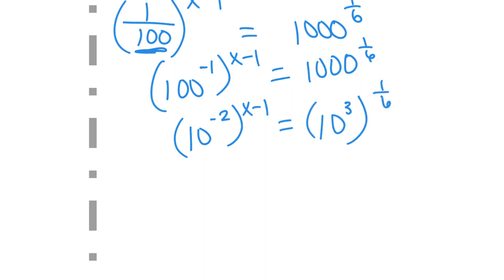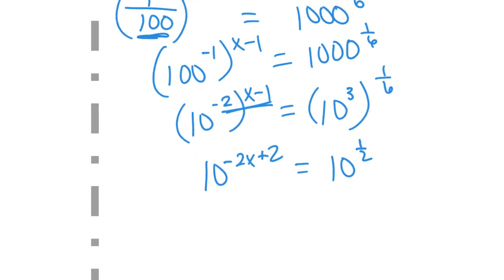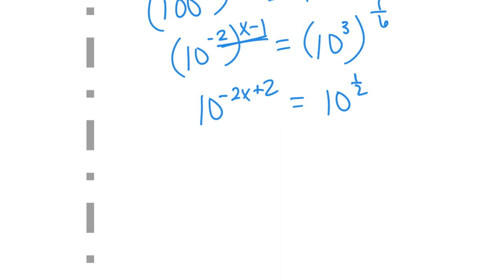So now we got to dumb it down, simplify our stuff here. What do we get? Negative 2x and negative 2. Oh, plus 2. And then over here we got 10 to the 3 times 1 over 6, you just get 3 over 6. Which is 1 half. Negative 2x plus 2 equals 1 half.